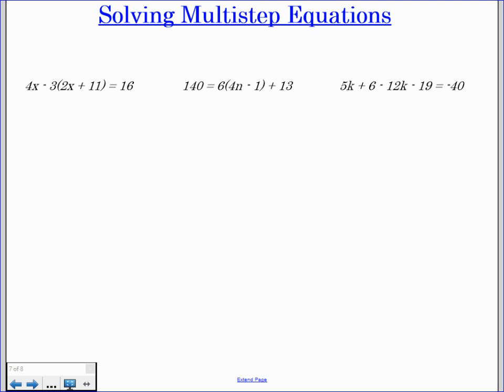We are going to be solving some multi-step equations in this video. So you'll notice here, I've got a lot going on in my equations. I see some parentheses. I'm probably going to have to combine some like terms. Just remember, the goal for solving any equation is to isolate the variable. I have to get the variable by itself, to undo everything being done to the variable. Let's take a look at this first example here.